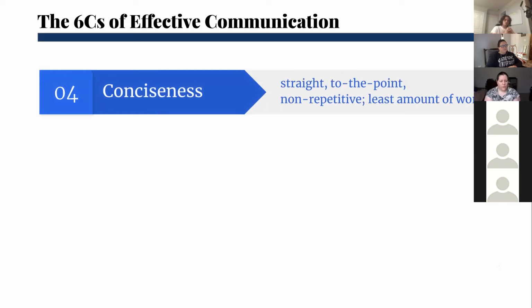And then the fourth one is conciseness. So you're being straight and to the point. You're not repeating yourself 4 or 5 times in a paragraph. The message is clear, it's one thing, or it's multiple things, and it's straight and to the point, but you're doing that in concise language, using the least amount of words.